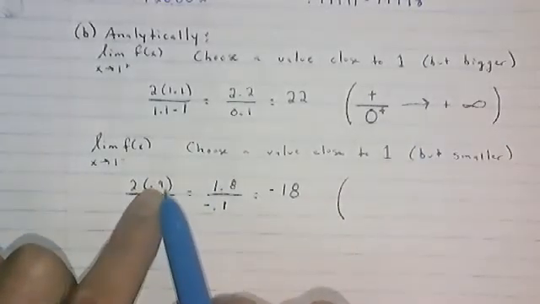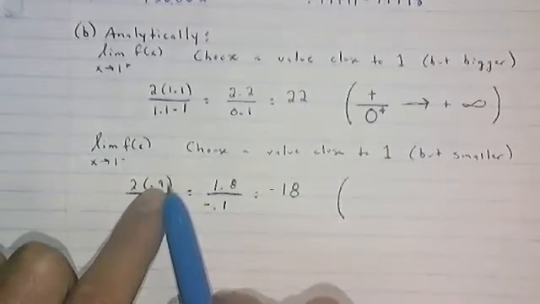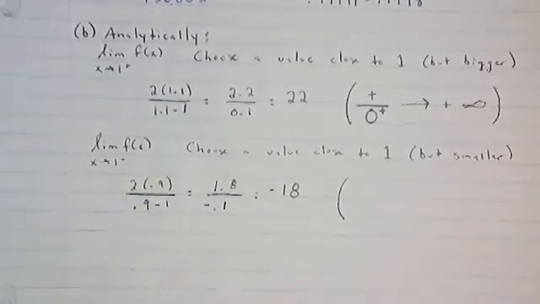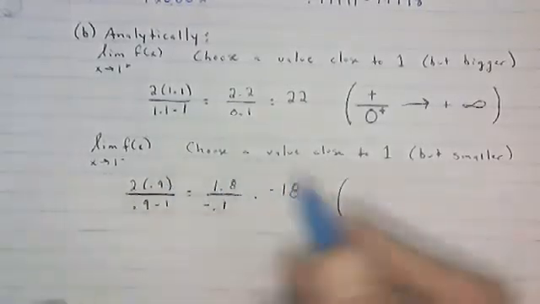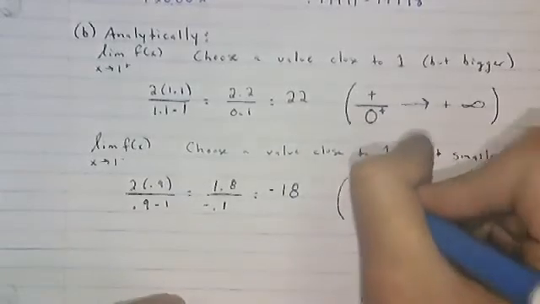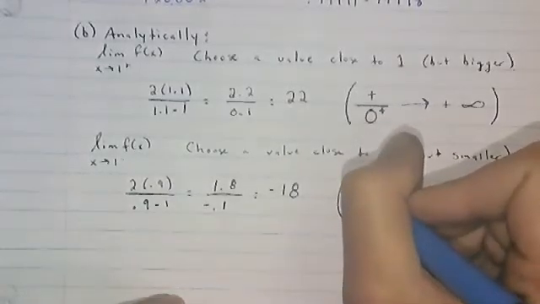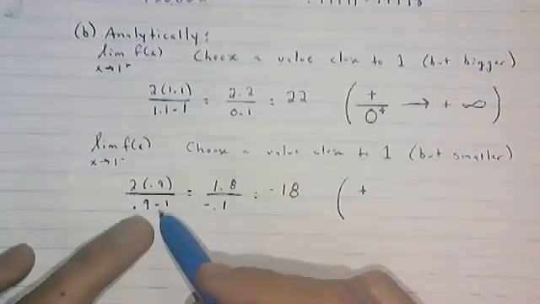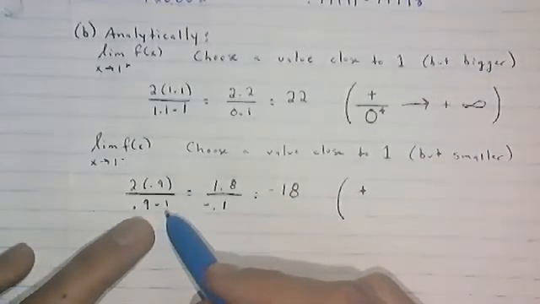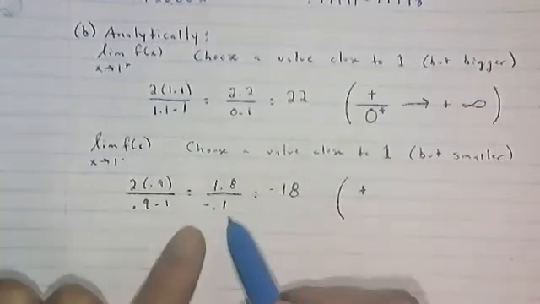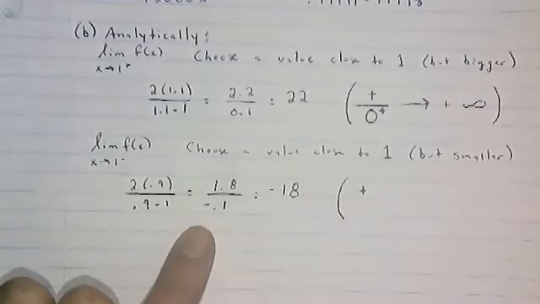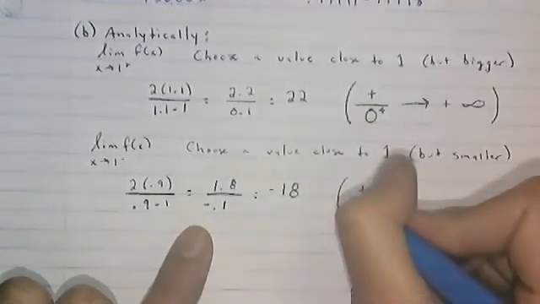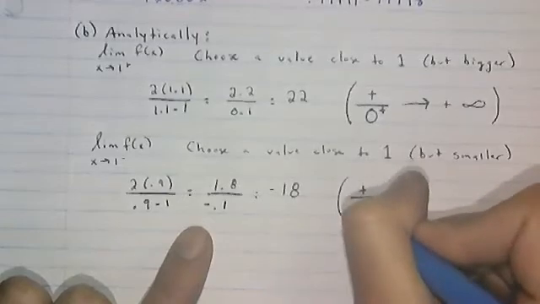No matter what number we put as the one close to 1, the top is going to remain positive. 2 times 0.99999999999999999999999 is positive. However, that same 0.9999999999999 minus 1 is going to be a negative number. An ever so slightly negative number, but still a negative number.